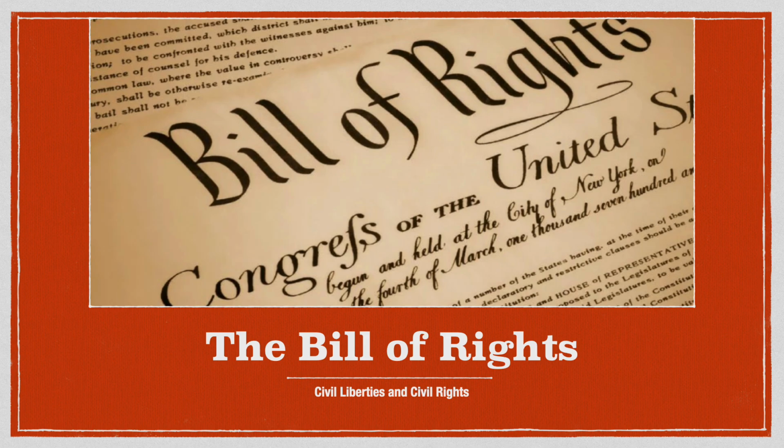Then we have civil rights. Civil rights are guarantees of equal opportunity and protection through obligations imposed on the government to protect individuals. So civil rights, we're looking at what governments must do to ensure all citizens are treated equally, and that government should protect certain groups. So that's the difference between the two. Civil liberties, personal freedoms constitutionally protected from government interference. Civil rights, what governments must do to ensure all citizens are treated equally.